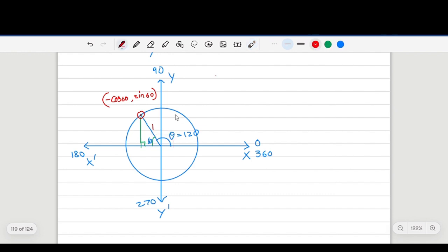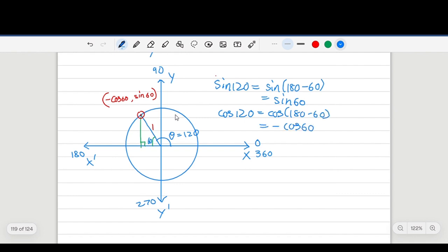Okay, so the easier way to write this: whenever we have sine of 120, it can be written as sine of 180 minus 60, which will be the same as sine 60, as it is lying in the second quadrant. The sign convention will be positive. But if I'm looking at cos of 120, this will be cos of 180 minus 60. This will become negative cos 60.